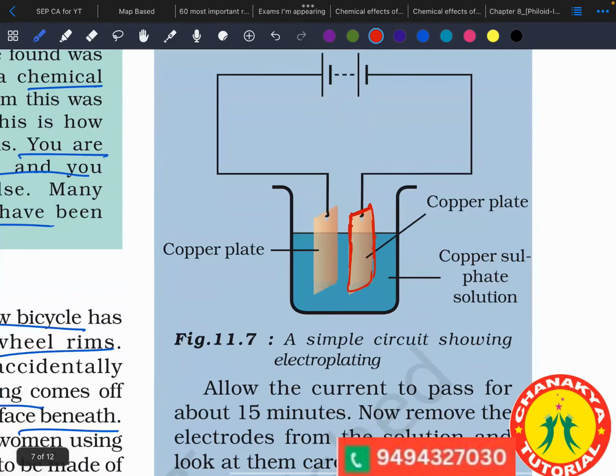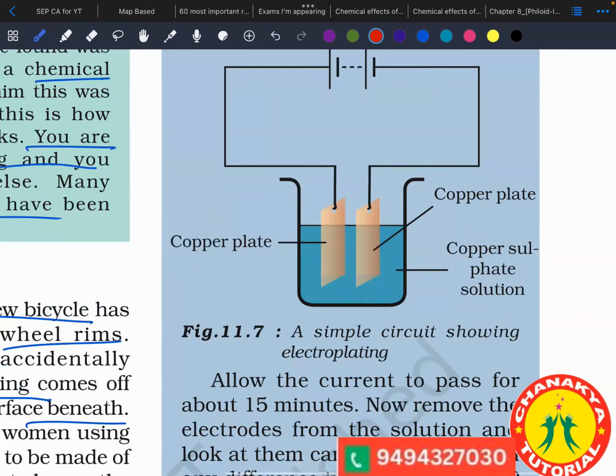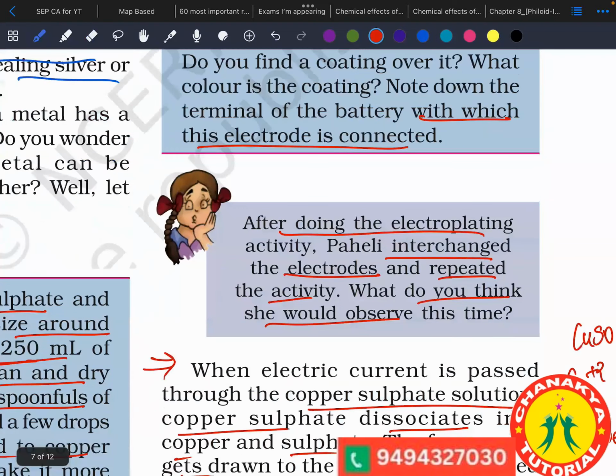Let's say you want to deposit aluminum instead of copper. So you will take an aluminum plate on the positive terminal, and you will take aluminum sulfate or some aluminum solution, not copper sulfate solution, so that this aluminum will get deposited on this plate. After that this plate will also break down into small pieces, and it gets deposited on the negative terminal plate. So we will take the same kind of solution and the same kind of plate which we want to deposit on the negative terminal plate.